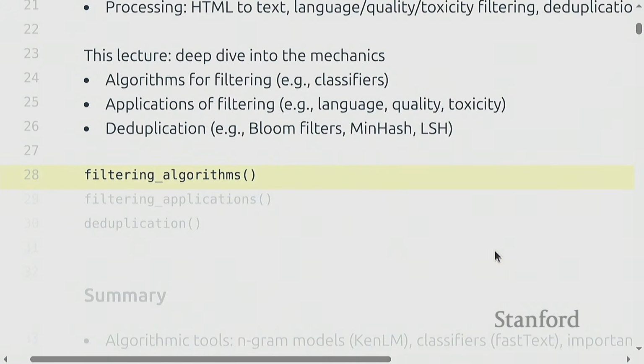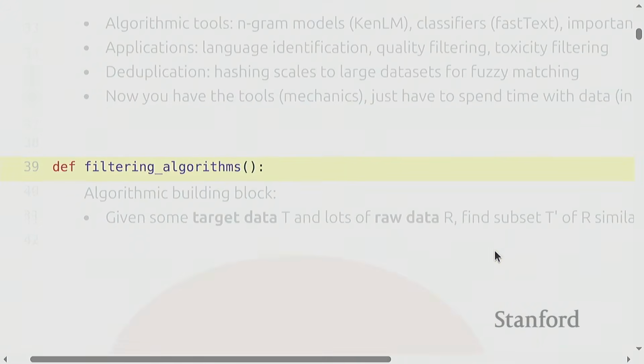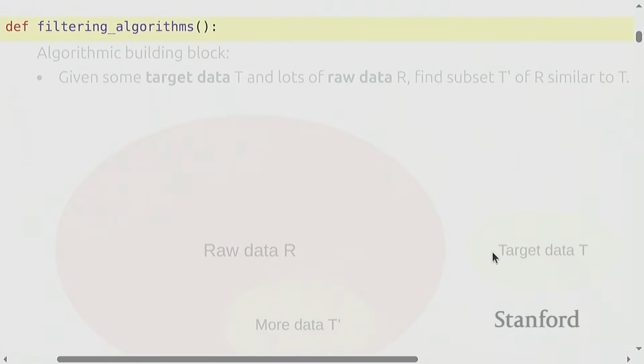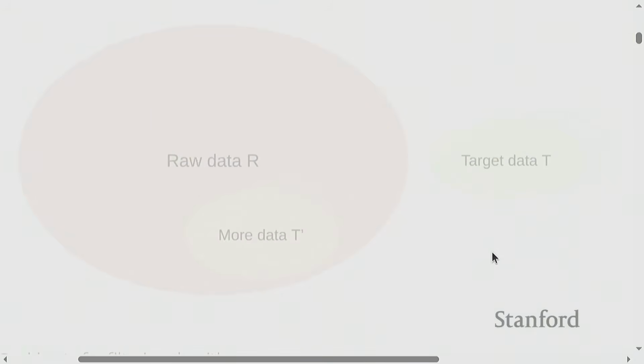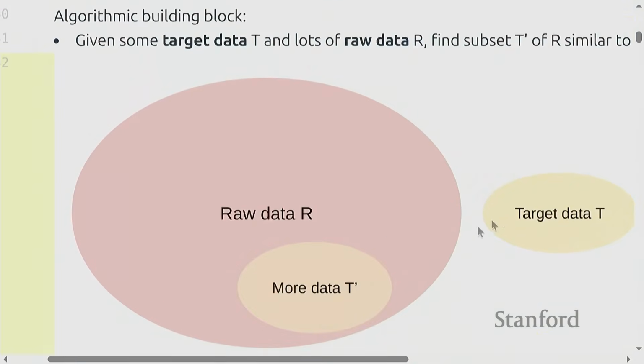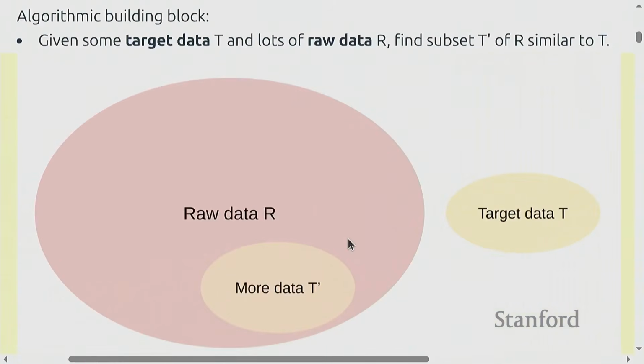Okay, so let's get started with filtering algorithms. The basic high-level picture here is that you're given some target data, which you don't have very much of. Suppose it's data that's high quality, and you have a lot of raw data. So imagine this is Common Crawl. And your goal is to find a subset of that raw data, let's call it T prime, which is similar to T. This is a pattern that you should recognize in basically any sort of filtering pipeline.